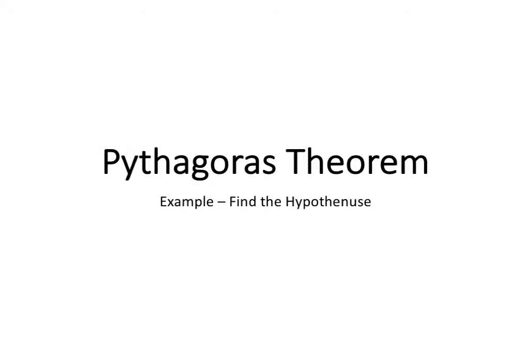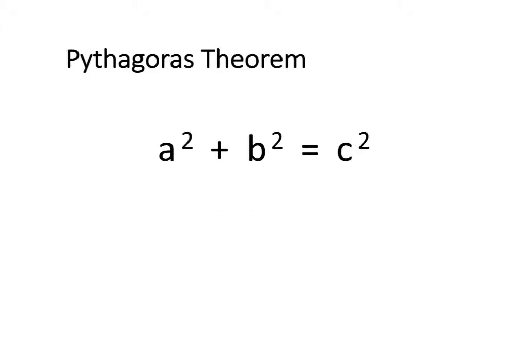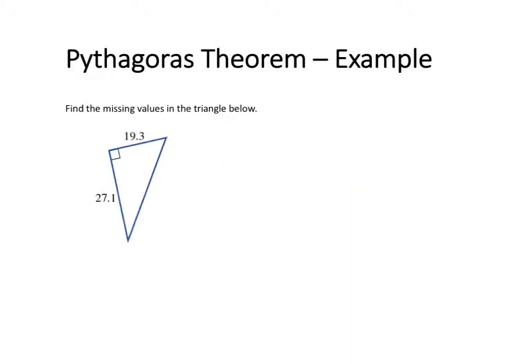In this video, we're going to have a look at how to find the length of the hypotenuse side of a right angled triangle using Pythagoras theorem. Now, the rule we use when we use Pythagoras theorem is a squared plus b squared is equal to c squared, where c is the hypotenuse side of the right angled triangle and a and b are the two smaller sides. In our example, we want to find the missing side.